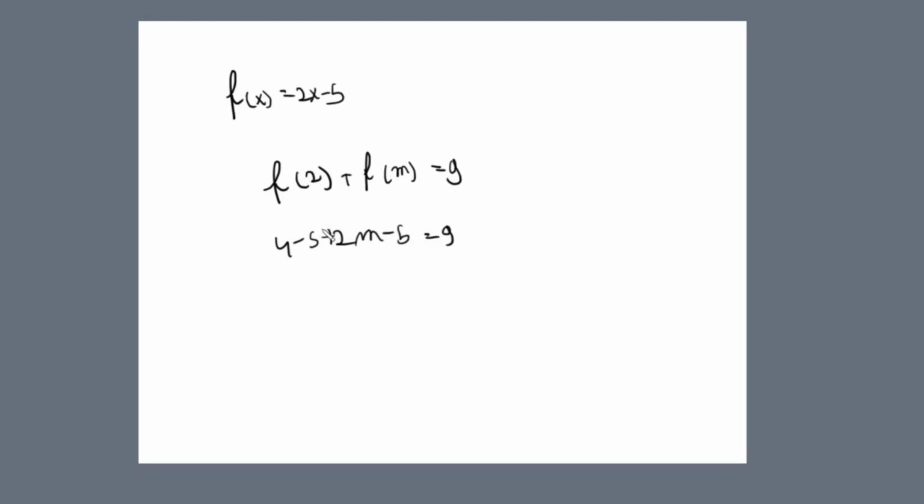Well, how do we solve that? Well, it's easy. We got minus 1 plus 2m is equal to 14, which means that 2m is equal to 15, which means that m is equal to 15 over 2. And we've solved the issue.